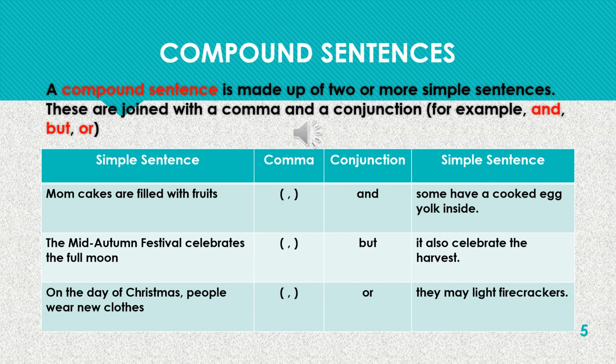Make sure that you understand this part. And if you still have any question, please review this page one more time. This is going to be included in your worksheet, so it is important that you understand what a compound sentence is and how you form a compound sentence. And it's very simple. 2 simple sentences plus a comma plus a conjunction. And there you have a compound sentence.